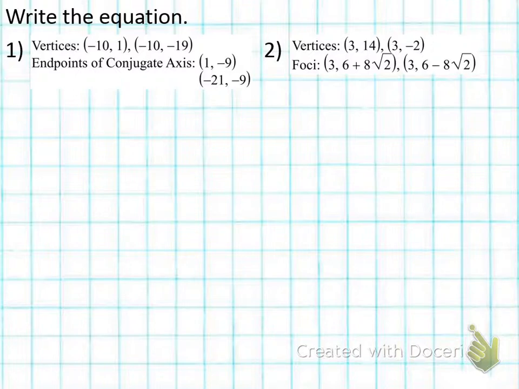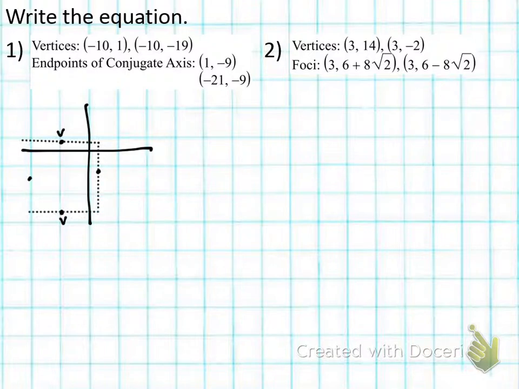So what I always like to do, and I always tell my students, is just draw a rough sketch of the graph, okay? We've got negative 10, 1, and negative 10, negative 19. So we're going to draw a couple points. Then we've got endpoints of the conjugate axis at 1, negative 9, and negative 21, negative 9. Okay, so once I know that information, I could draw like a little box, okay? So I know what this looks like, okay?